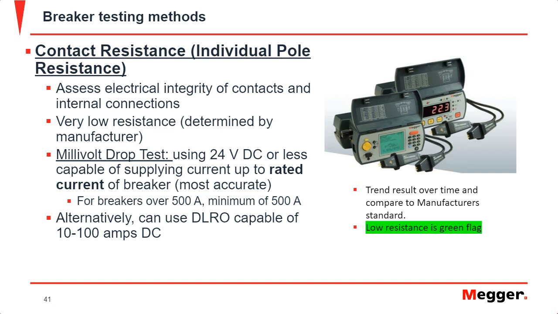You can also perform a millivolt drop test. That's typically done on molded case breakers using a supply of 24 volts DC or less, and you're typically going to apply the rated current of the breaker. So if you have an 800 amp molded case breaker, you want to apply at least 500 amps of test current to perform a millivolt drop test on that. For your air frame breakers and other smaller rated breakers, you can use a DLRO. Depending on the rating of the breaker, you can use either a 10 amp or 100 amp DC resistance tester. With these results, you're checking the contact integrity over time, so you can trend these results to make sure they compare to whatever the manufacturer's standard is.